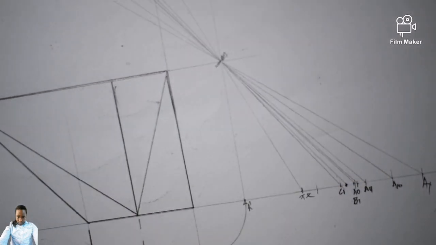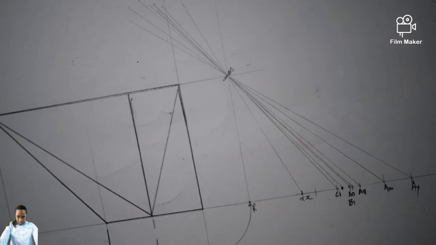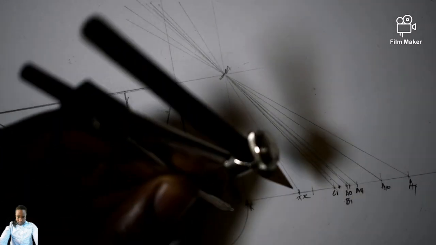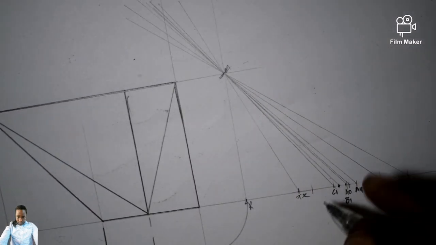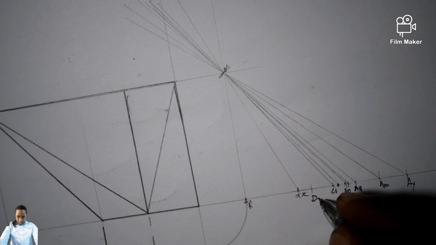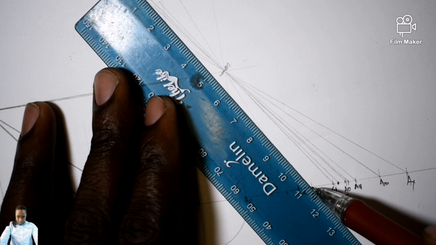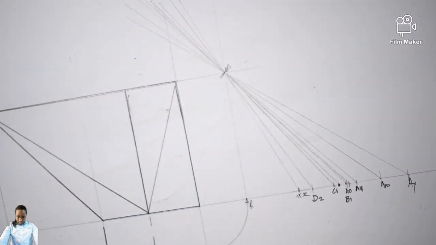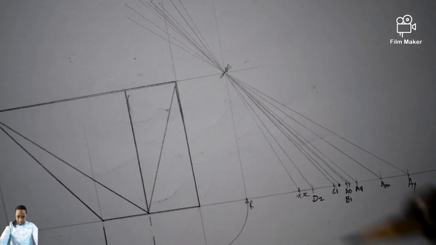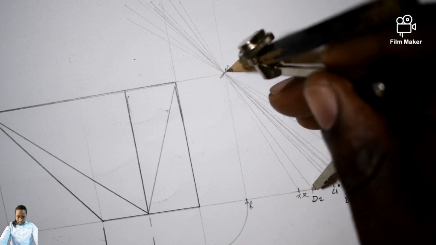There it is. Then from there, this one, isn't it? This is D2. Construct it. There you go. And from there, D2 to my median point.